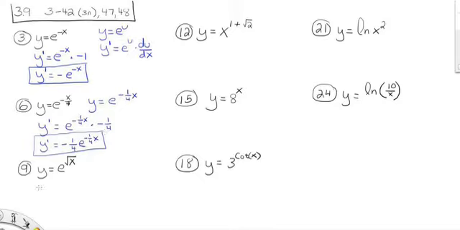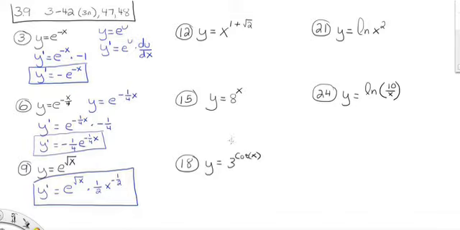So for this next problem, again the outer function is e, so it's e to the square root of x, and then we have to multiply by the derivative of the square root of x, so that's 1/2 x to the negative 1/2. And I'm not really too worried about simplifying this one. Let's just put a box on it and move on.